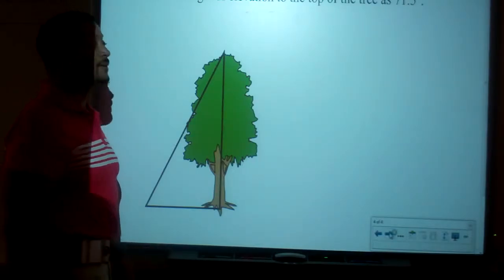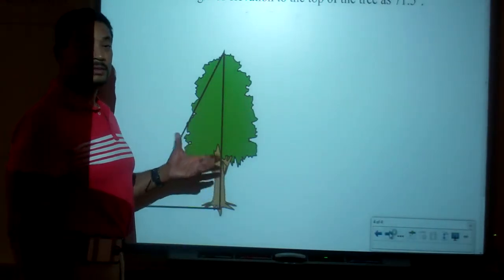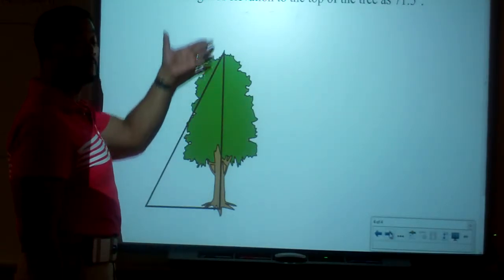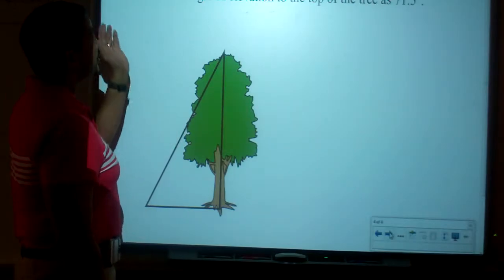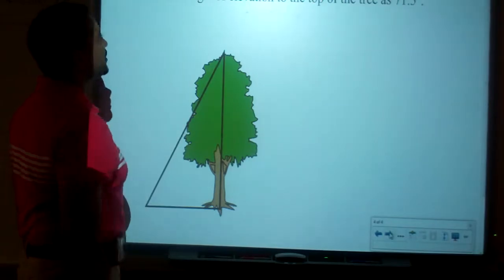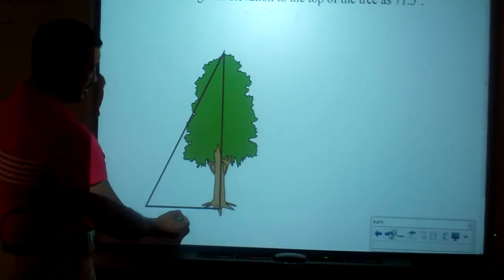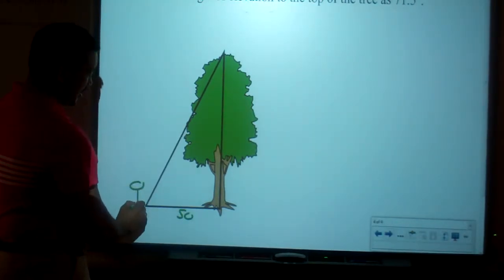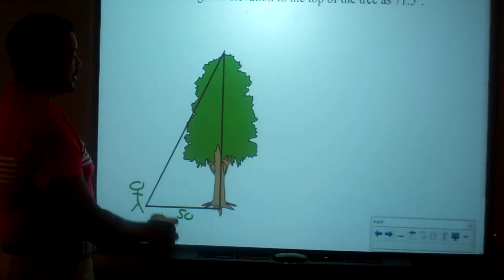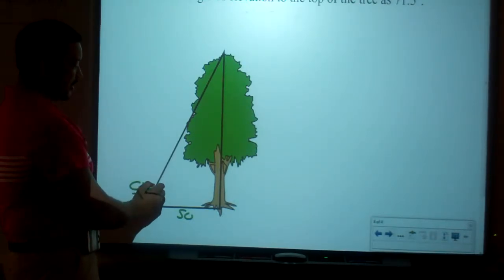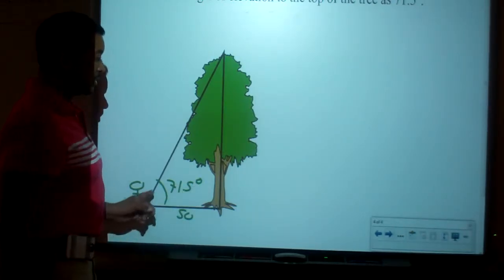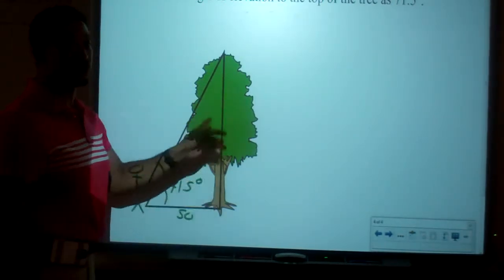All right, real world application. Out in the forest, surveyors have to figure out how tall trees are. They're not going to climb them and drop a tape down to figure it out. So what they're going to do is use these formulas. If we've got a surveyor standing 50 feet from the base of a tree, he's standing 50 feet away. The surveyor measures the angle of elevation, so this angle here is 71.5 degrees. You want to be able to figure out how tall this tree is.